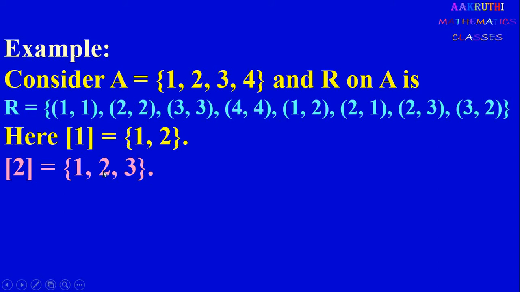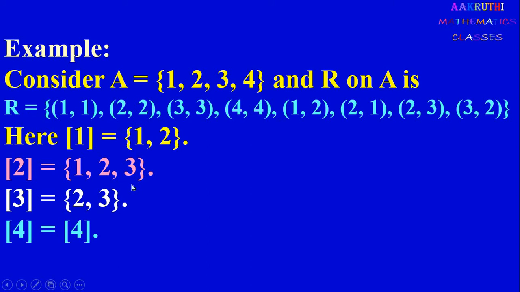Next we consider the equivalence class of 3. Now here 3 is related to 3 and 3 is related to 2. So therefore the equivalence class of 3 is {2, 3}. Next, the equivalence class of 4. Now 4 is related to 4 only. So therefore the equivalence class of 4 is {4} only.